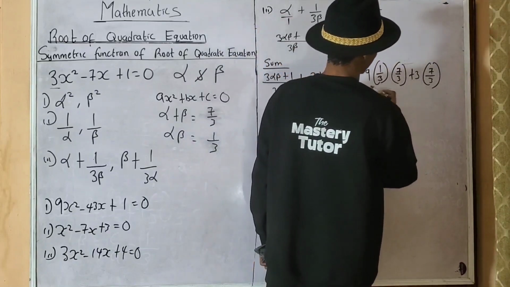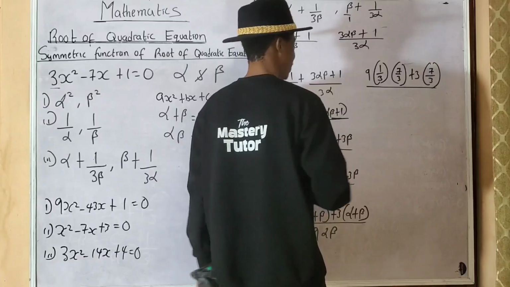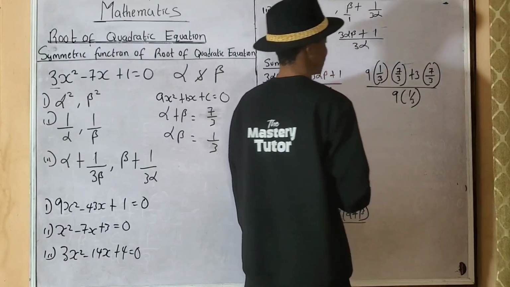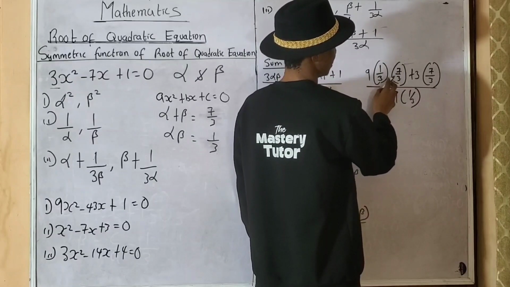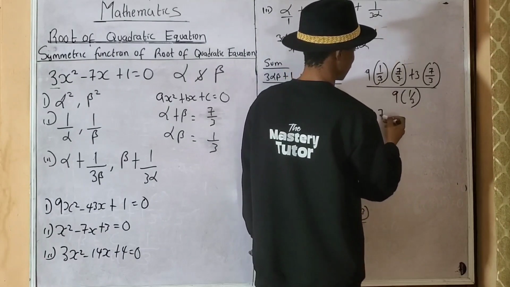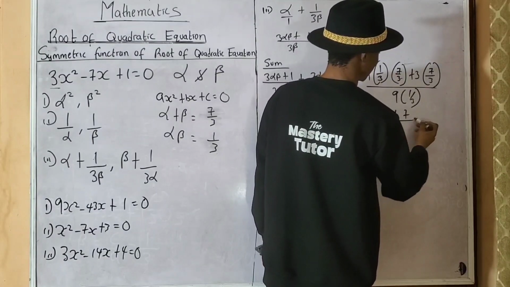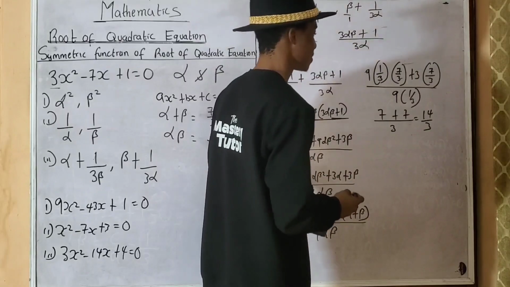So we are still on it. 9 alpha beta. Alpha beta is 1 over 3. So I'm going to have 9 multiplied by 1 over 3. Here, listen to me. 3 times 3 is 9. This 9 will divide this 9. So I'm going to have 7 plus 7 over 3. That is 14 over 3. So the sum of the root is 14 over 3.